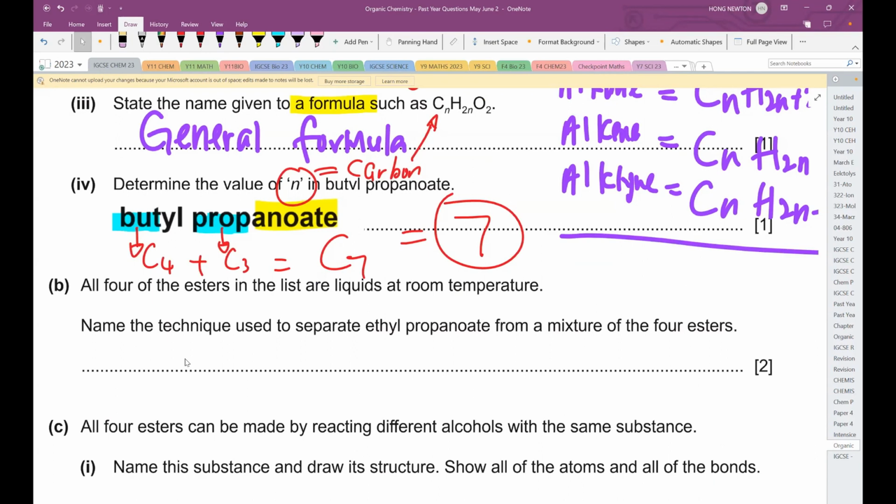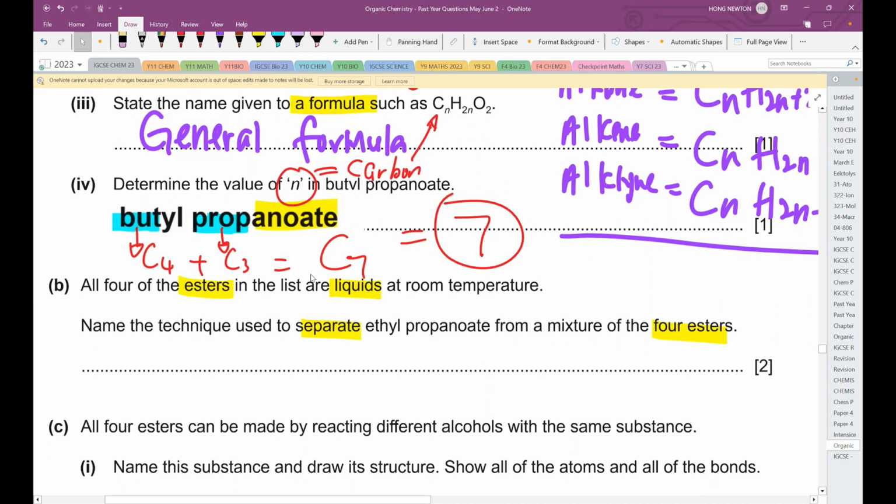Understand? So now, you see, they are asking: four esters in the list are liquid at room temperature. Name the technique that is used to separate the ethyl propanoate from the mixture of four esters. So they are liquid, you know. What process is suitable, whether we use fractional distillation or cracking? Which one do you think? Fractional distillation or cracking?